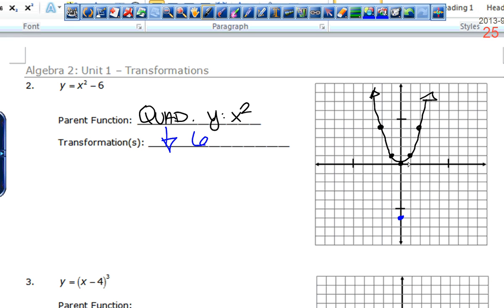Instead of being at 1, 1, now it's going to be at 1, -5. Instead of being at -1, 1, now it's going to be at -1, -5. Maybe 2 more points that we got on there. So instead of being at 2, 4, now where is that? 2, -2. And -2, -2.